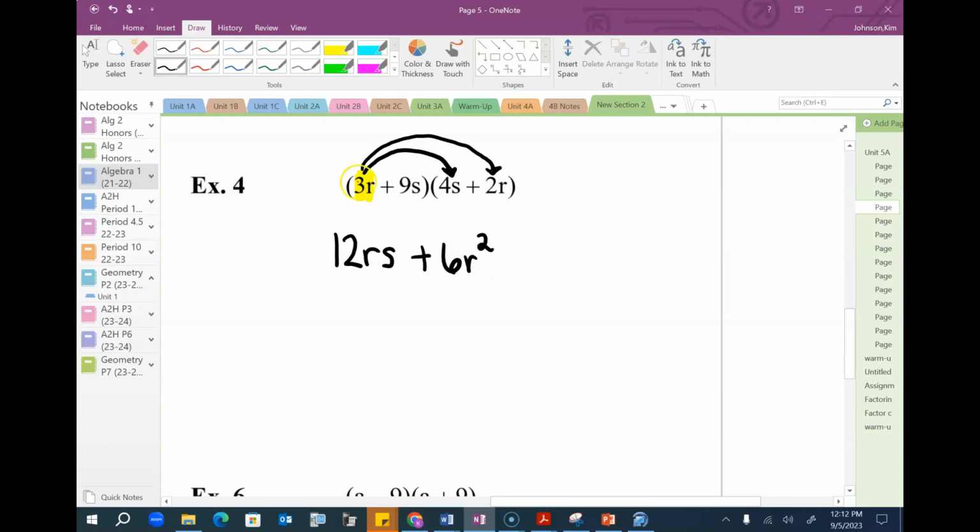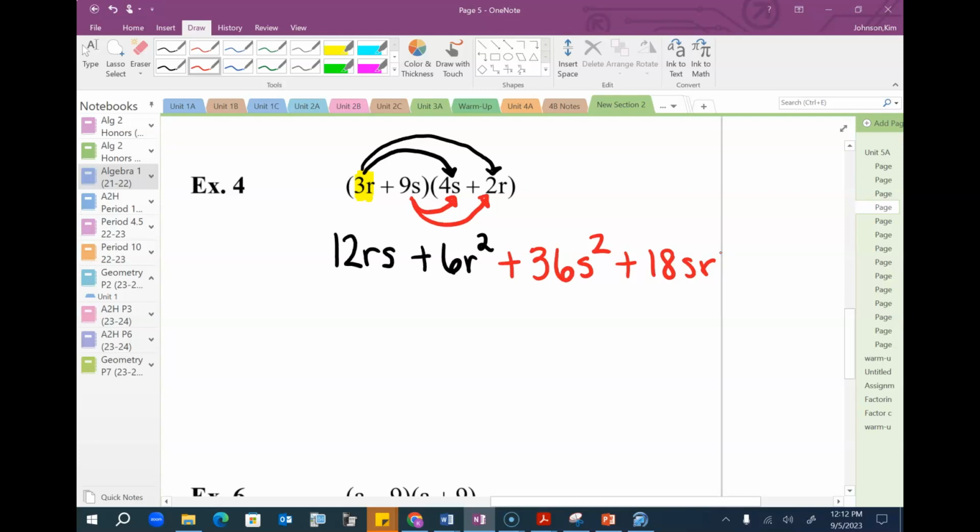All right, we're done distributing 3r, so we'll move on to 9s. 9s times 4s, multiply the coefficients, 9 times 4 is 36. S times s makes s squared. And then distribute 9s to 2r. 9 times 2 is positive 18. S times r makes sr.